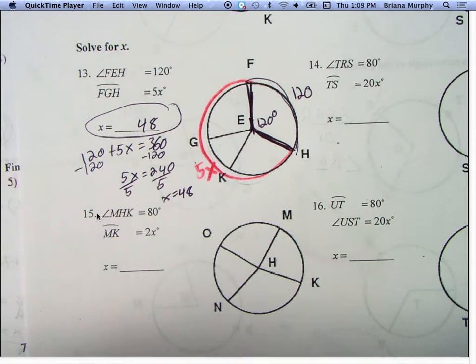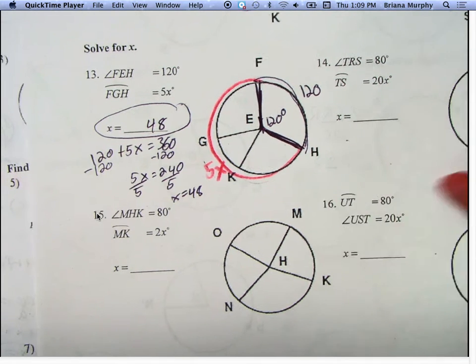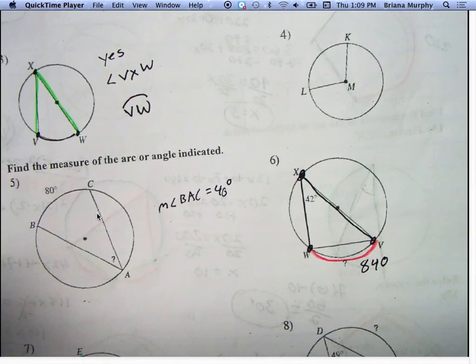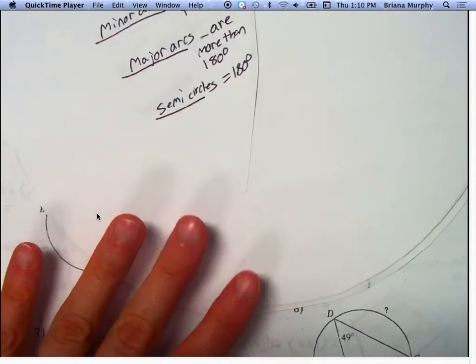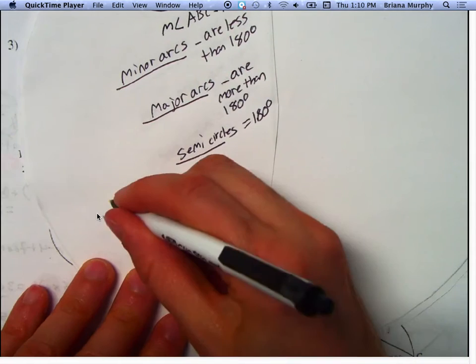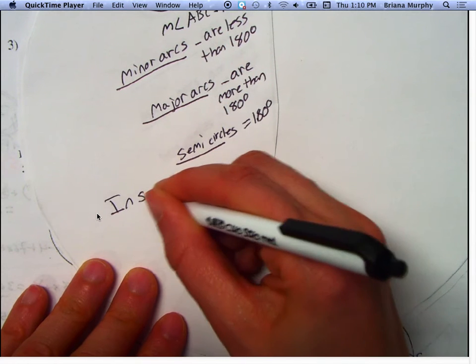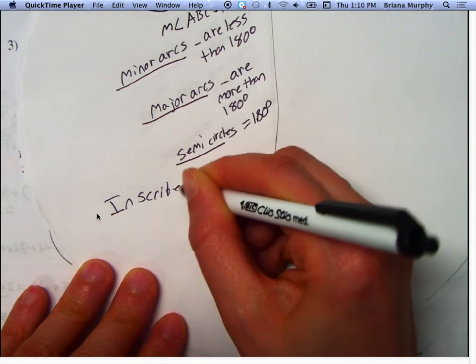Okay? So I'm just going to tell you right now, a lot of the problems for the homework deal with using half the circle. So using things like 180. So don't forget that. We're going to go back to our circle book, and we're going to talk about inscribed angles. I'm just going to put this underneath, inscribed angles.